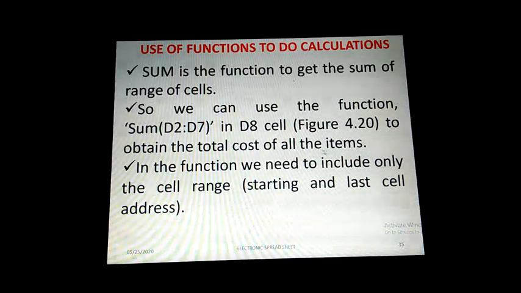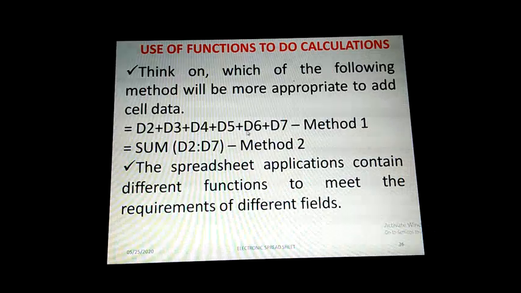To obtain the total cost of all the items, we can type the formula like this. In the function, we need to include only the cell range, the starting address and the last cell address. So this is method 1, and this is method 2. Method 2 is a very simple one, using the inbuilt function available in LibreOffice Calc.